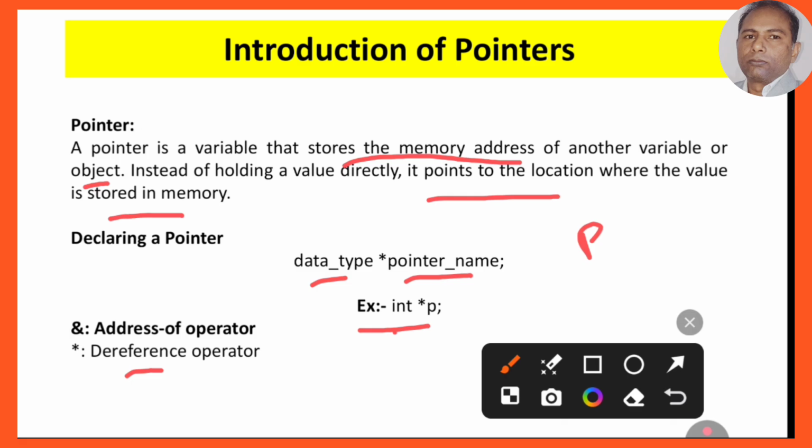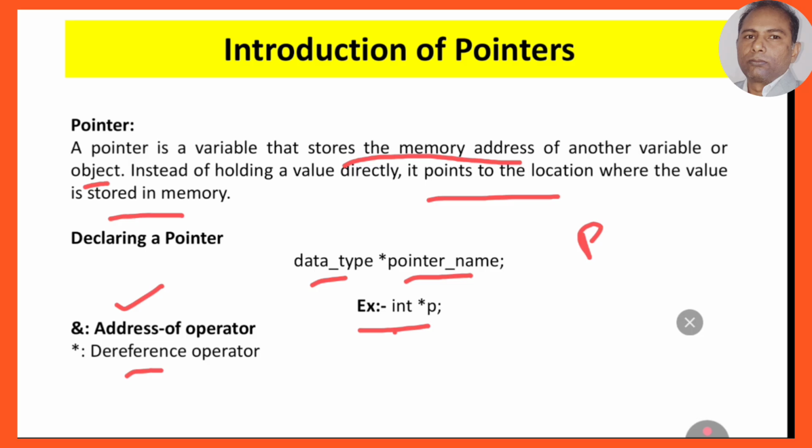Now these are the two operators which are very useful in pointers. That is the address operator, which gives the address of a certain variable or object, and the dereference operator, that is the star symbol. So these two operators are very important in this chapter.